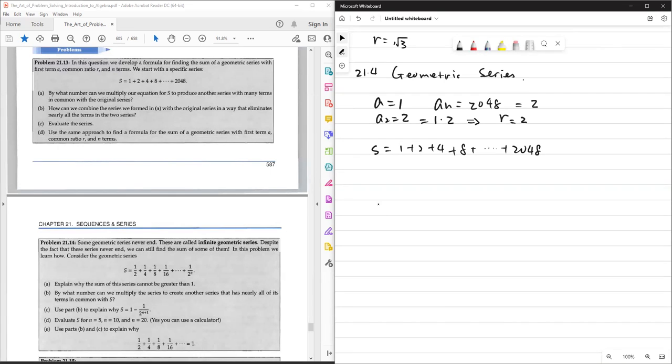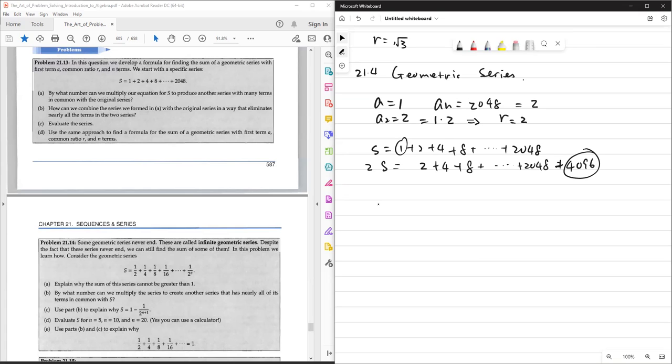However, what I can do is multiply everything by r. Okay, so this is just like clever tricks. In this case, r is 2, right? So now this becomes 2 plus 4 plus 8 plus all the way to 2048, and then plus the last term, 4096. So I'm just lining it up. Okay, so we have an extra one over here and an extra term over here, right? So now I have this lined up.